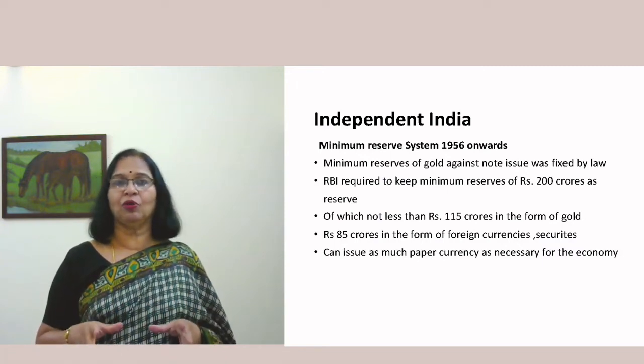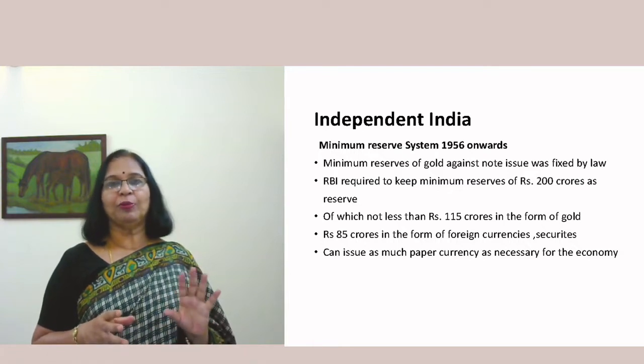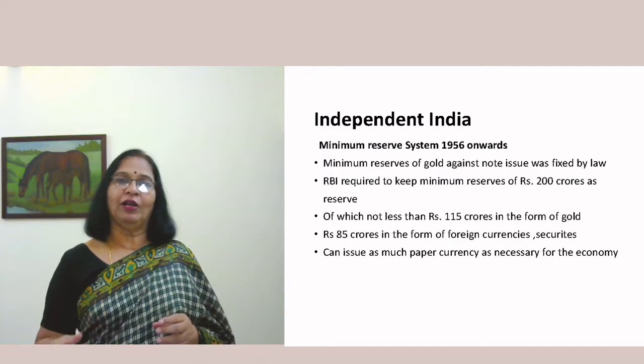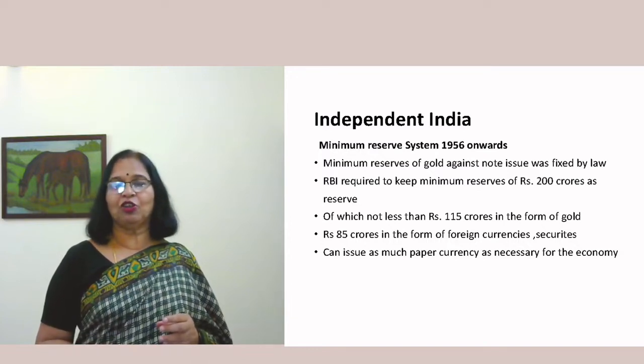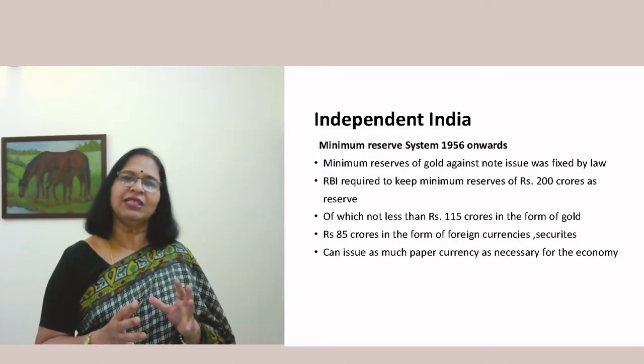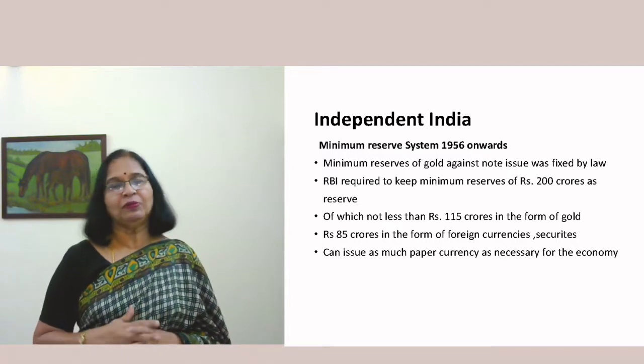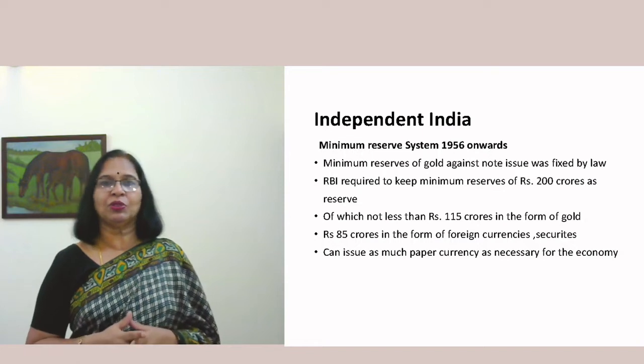Of this 200 crores, 115 crore has to be in the form of gold, and 85 crore worth of currencies or government securities had to be kept. Now, this is just a number that is kept by the government. This was done in 1956, and it holds good now.